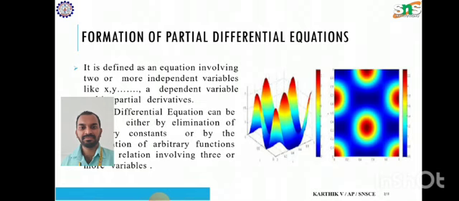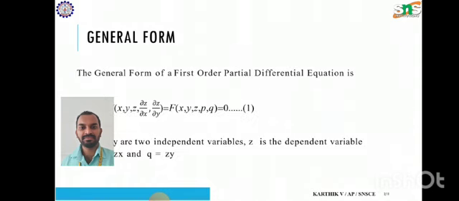Formation of partial differential equations. Partial differential equations can be formed either by elimination of arbitrary constants or by the elimination of arbitrary functions from a relation involving three or more variables. Okay. Next, what is the difference between ODE and PDE? ODE, the ordinary differential equation, is an equation where the derivatives are taken with respect to only one variable, that is, there is only one independent variable. Partial differential equations are equations that depend on partial derivatives of several variables.